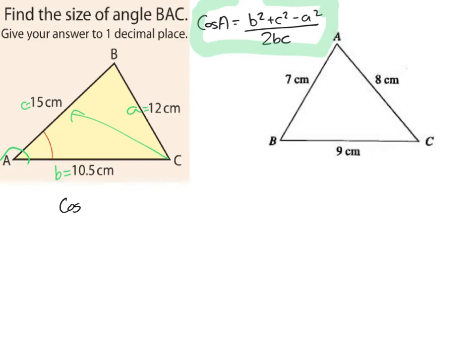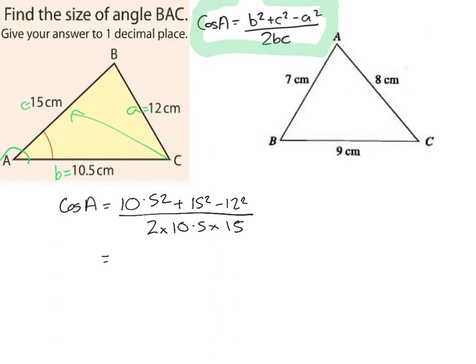We don't know what that vertex or that angle A is there, so I'm just going to leave that as it is. Cos A equals B squared, so 10.5 squared, plus C squared, which is 15 squared, minus A squared, which is 12 squared, all over 2 times B times C. Now I could literally type all of the right hand side into my calculator, and that would give me 17 over 28 as a fraction, or if you wanted to write it as a decimal, it would be 0.6071, on and on and on. And remember, this is cos of A and not A itself.